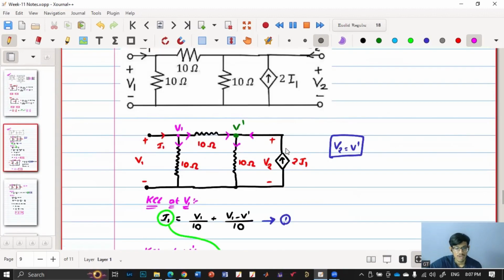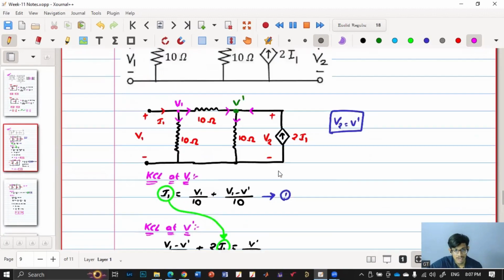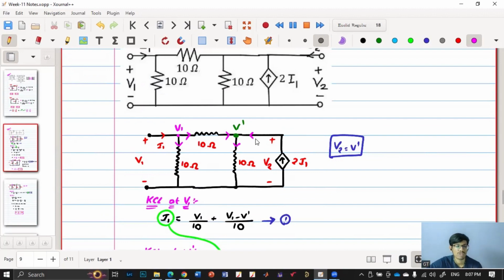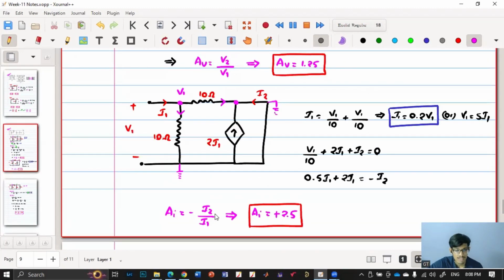In problem 4, they have four subparts. In part 1, they are asking for the voltage gain by open circuiting this, and we have solved it using KVL and KCL, and we got AV. And then they are asking for the current gain, minus I2 by I1, by short circuiting at port 2. We have done it, and then we got minus I2 by I1, and we got AI to be 2.5.